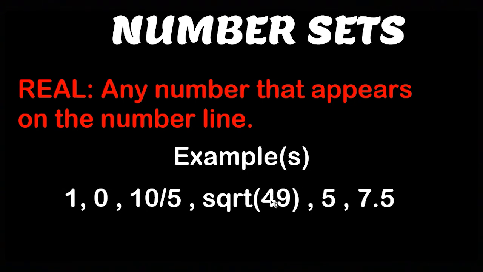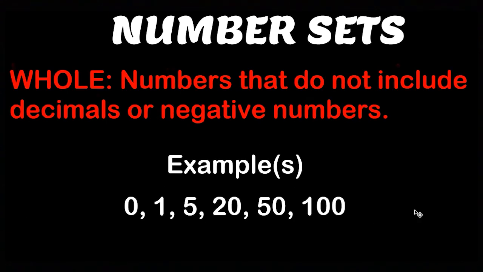Let's go ahead and look at the next example. Our next example here is a whole number. The definition that I gave you: whole numbers are numbers that do not include decimals or negative numbers. They live up to their name, they're whole. The examples that I gave you are 0, 1, 5, 20, 50, and 100. As long as you don't have any decimals, you're good to go. And again, they cannot be negative. Now notice that 0 is included here.